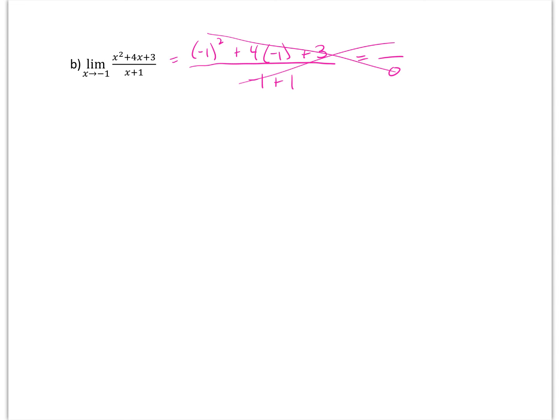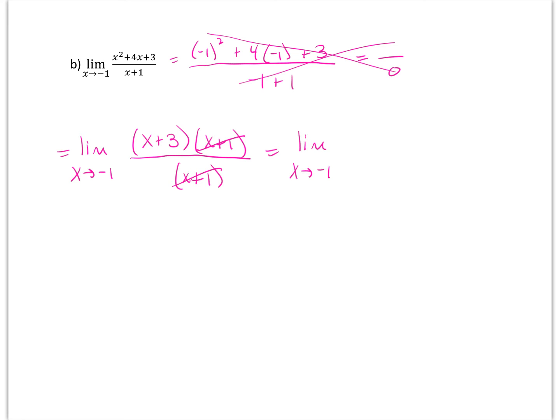I'm going to try my factor and cancel technique. So this is going to be the limit as x approaches negative 1. Factor the numerator. That would be x plus 3 times x plus 1 over x plus 1. That's so nice because now my x plus 1's cancel. So this is the limit as x approaches negative 1 of x plus 3. And now I can plug the negative 1 in. So I have negative 1 plus 3, which is 2.